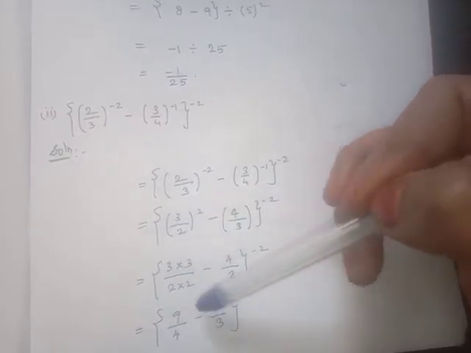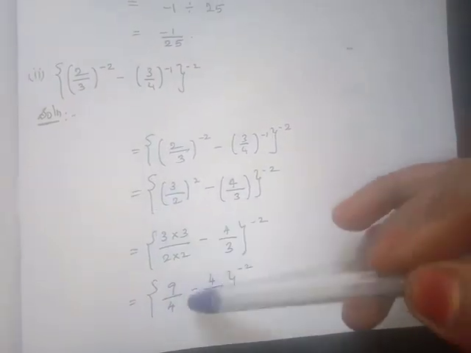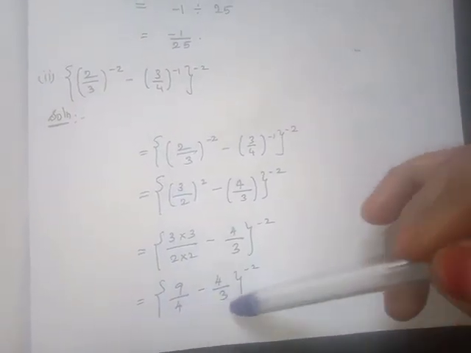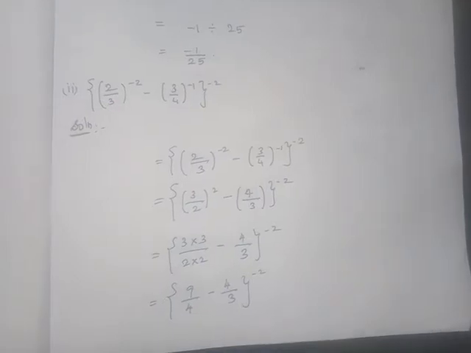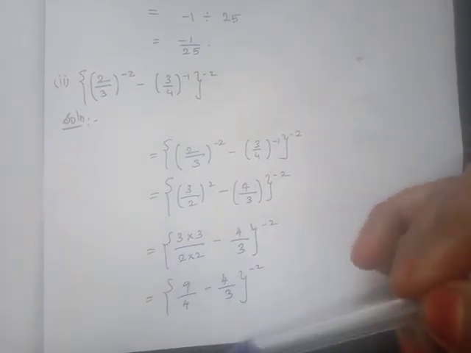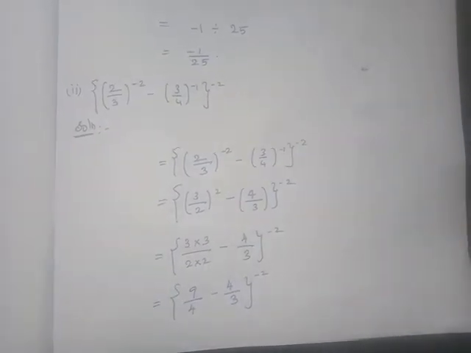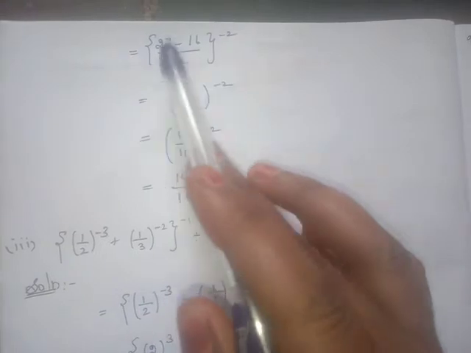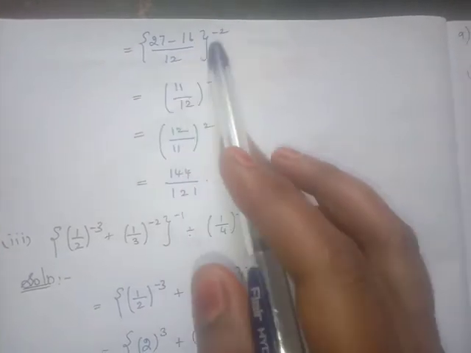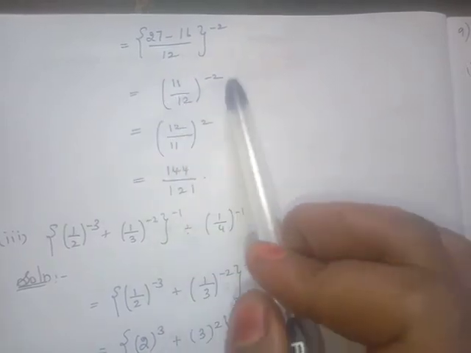The square will be taken inside of the bracket. So 3 square, 3 3s are 9; 2 square means 2 2s are 4, so 9 by 4 and 4 by 3. The two numbers are subtraction, so subtraction means cross multiply. You take the LCM: 3 is multiplied with 9, 4 is multiplied with 4. So 9 3s are 27, 4 4s are 16. So 27 minus 16 by 4 3s are 12, whole power minus 2. So 27 minus 16, you get 11 by 12, whole power minus 2.